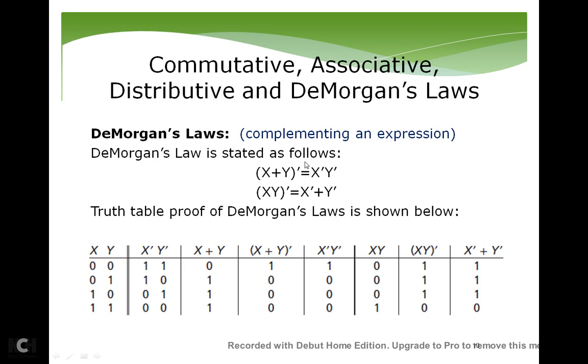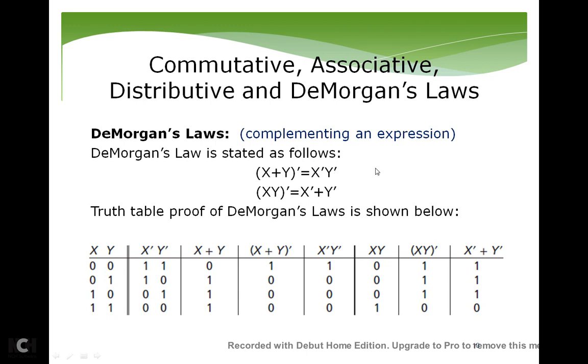Now, De Morgan's law: we want to find the complement of a bracketed expression. We can move the complement inside. So you change each operator to its opposite. Plus goes to dot and vice versa. But then the variables inside get complemented and the brackets can be removed.